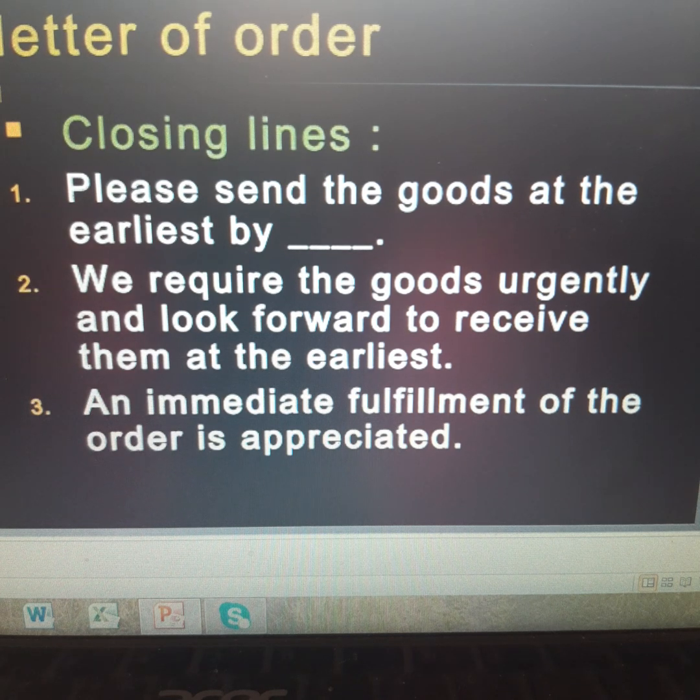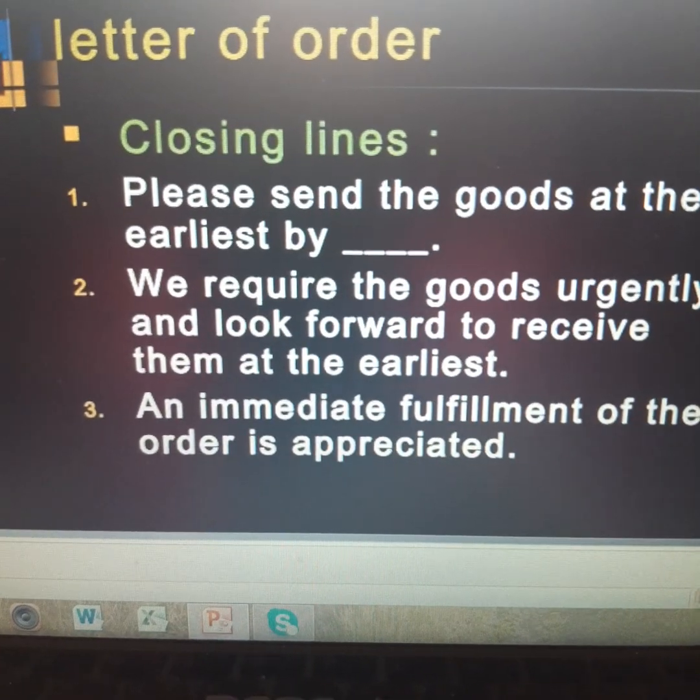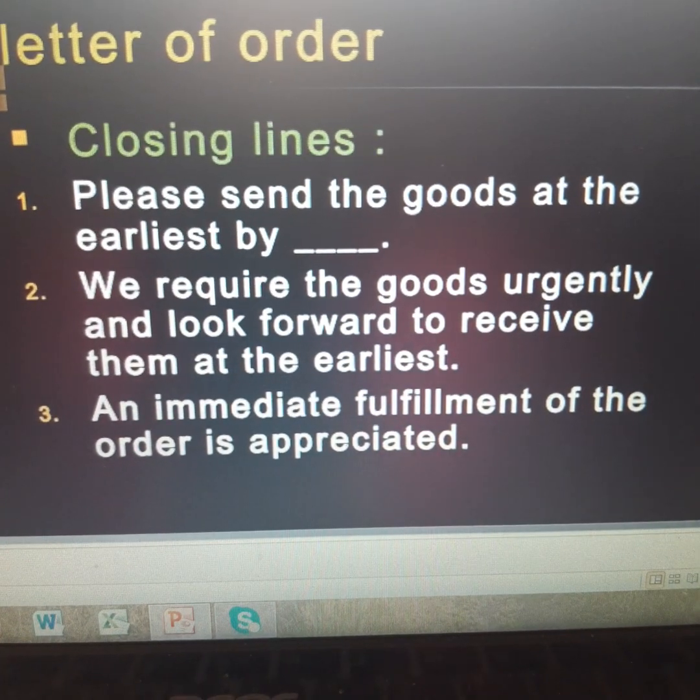Now, some useful sentences, children. Some useful sentences that you can write while closing. So, you can just jot these down, children.